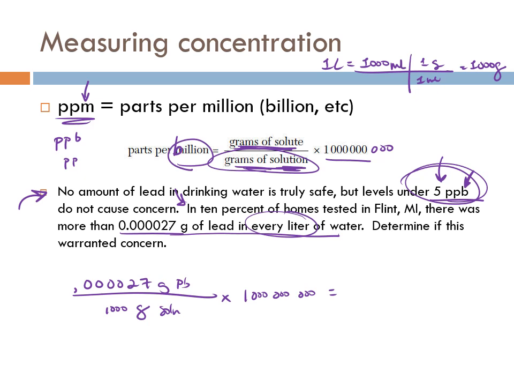So handy dandy calculator, 0.000027 divided by 1,000 times 1 billion gives us 27 parts. Whoa, that's a B already. Hold on. Parts per billion. 27 parts per billion, more than 5 times what we are concerned about. So there definitely was an issue, warranted concern with that water in Flint, Michigan that we're still trying to fix.